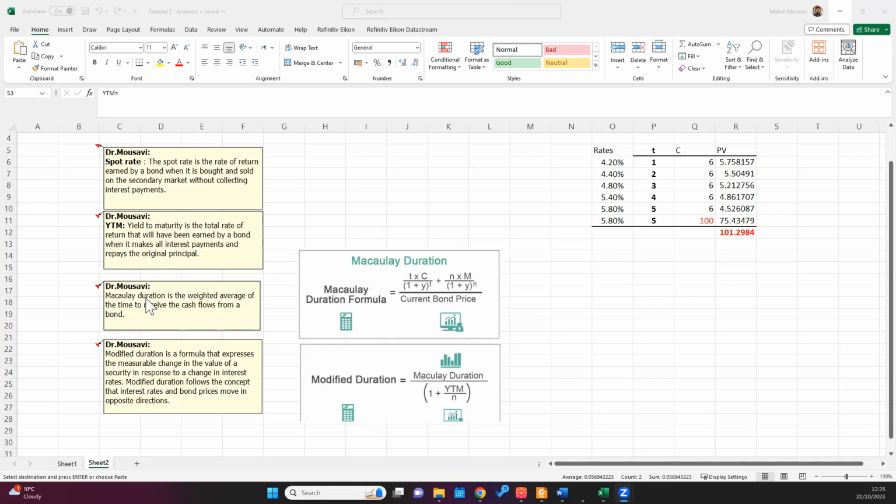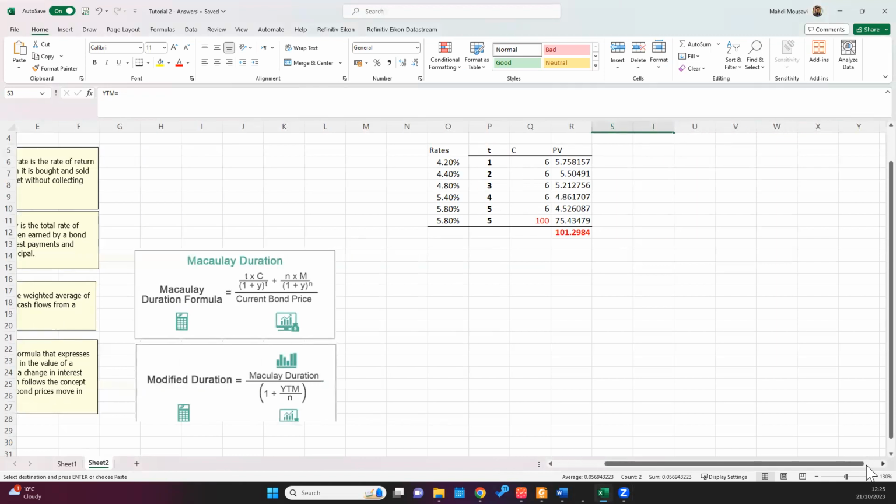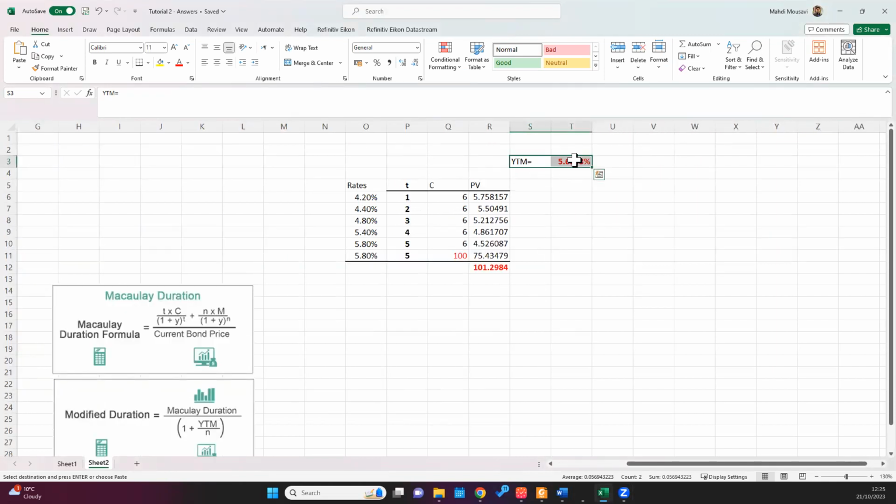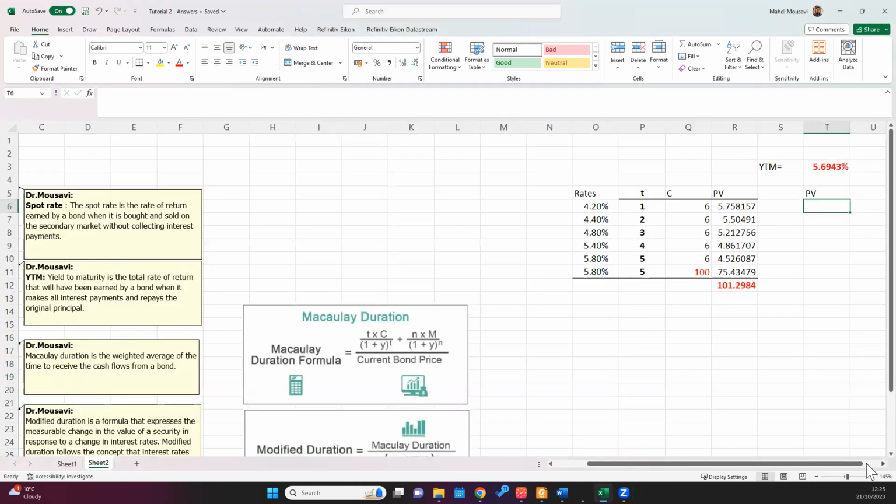So basically, Macaulay duration is the weighted average of the time to receive the cash flows from a bond. In other words, the number tells us how long it takes for your initial investment in the bond to be recovered. To calculate the Macaulay duration, we need to use yield to maturity to discount cash flow. This is very, very important. So we use yield to maturity to discount each cash flow of the bond instead of spot rates.